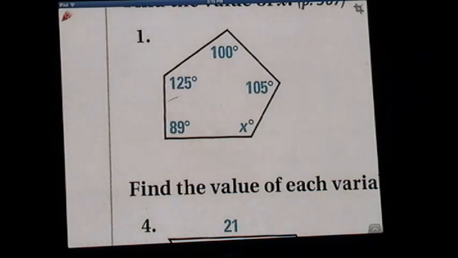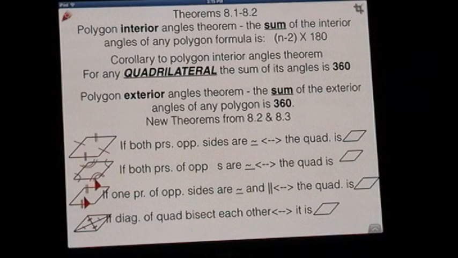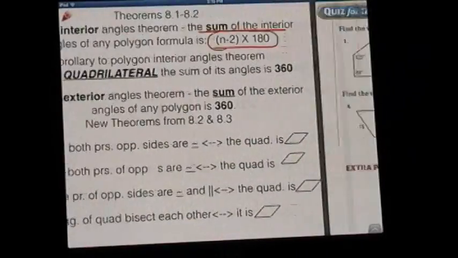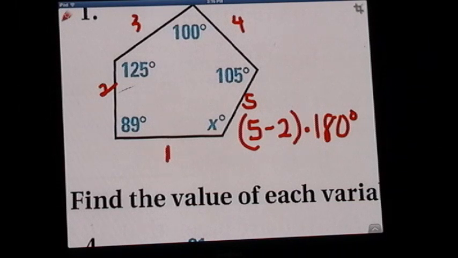So first of all, you're going to count your sides: 1, 2, 3, 4, 5. Now I would definitely mark as you count, because that's the biggest thing people do, they miscount or forget where they started. So I say, the sum of the interior angles of any polygon, this is the formula, and I know that I have 5 sides. So I'm going to write that formula: 5 minus 2 times 180.